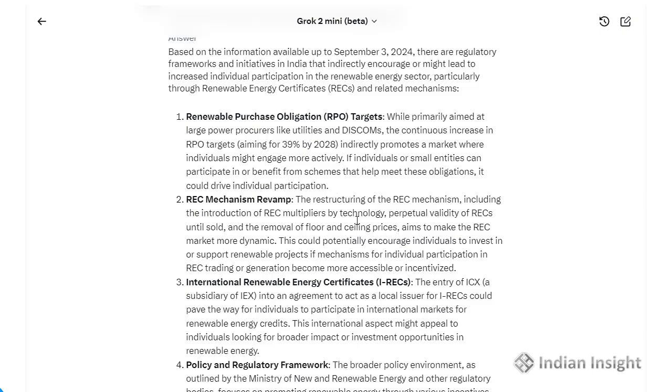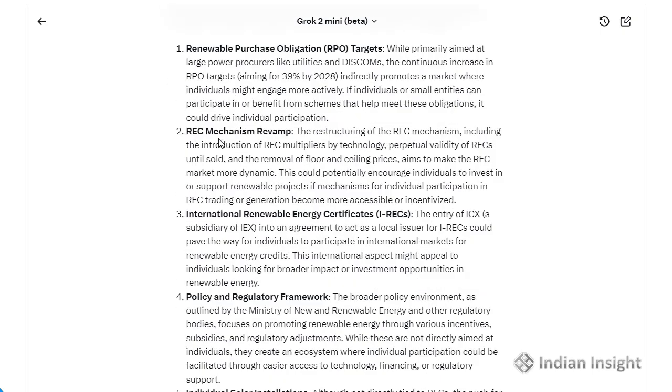So we'll need more time to understand this. Probably we'll need more research. You can do that on your own if you want. The restructuring of the REC mechanism and the introduction of REC multipliers could potentially encourage individuals to invest in or support renewable projects.